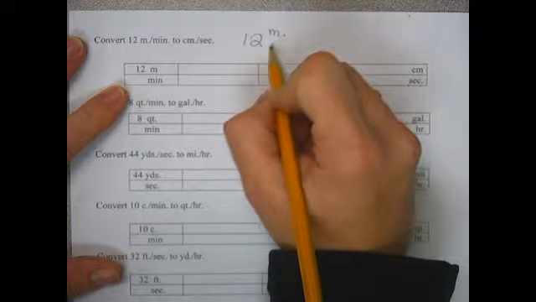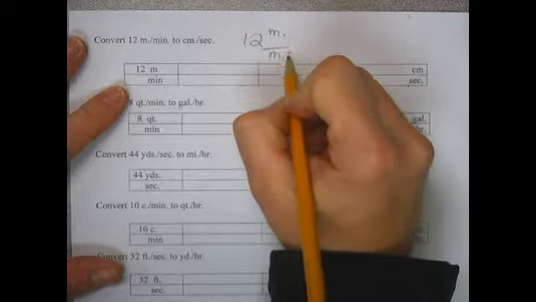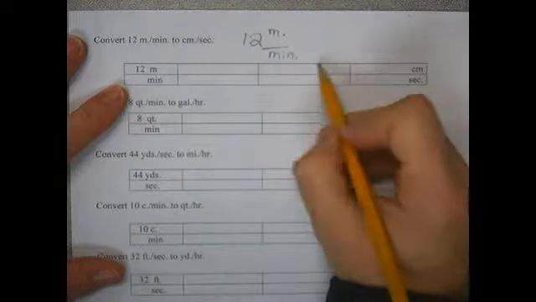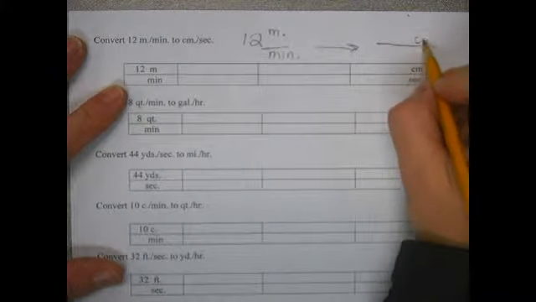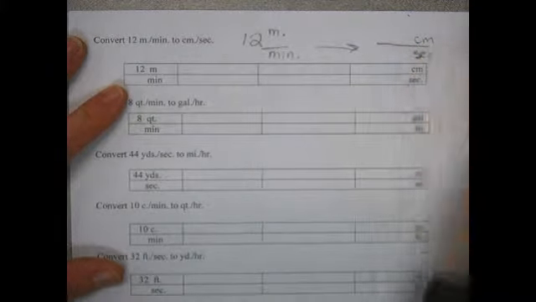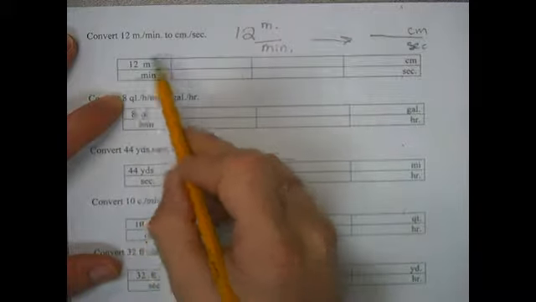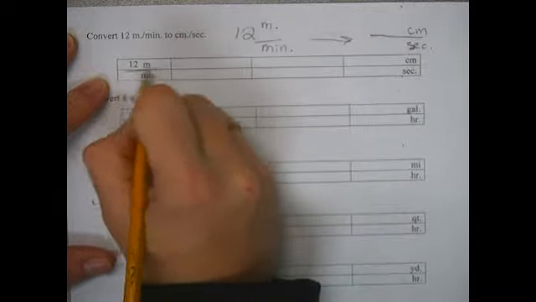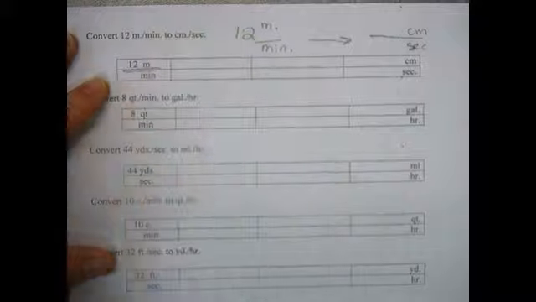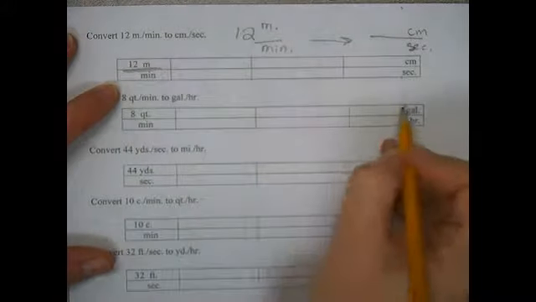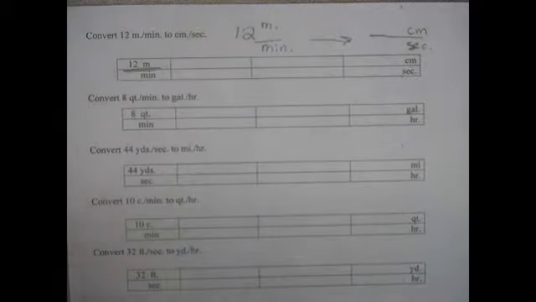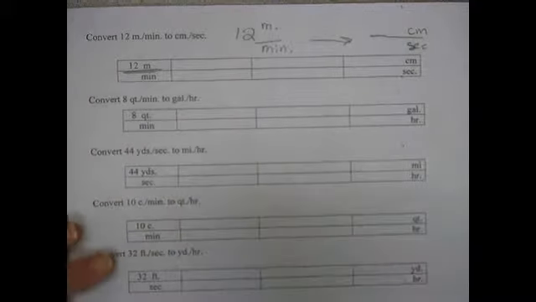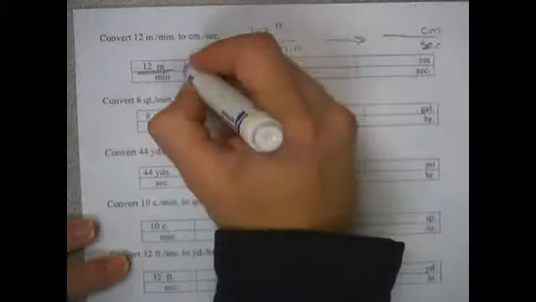Alright, this one is a little trickier, and these boxes are a format that the high school uses, so that's why we wanted to do this. But to make this a little bit easier for you to see, we're starting out with 12 meters per minute. That's our speed, and we want to convert it to something that looks like centimeters per second. So that's how you read this problem.